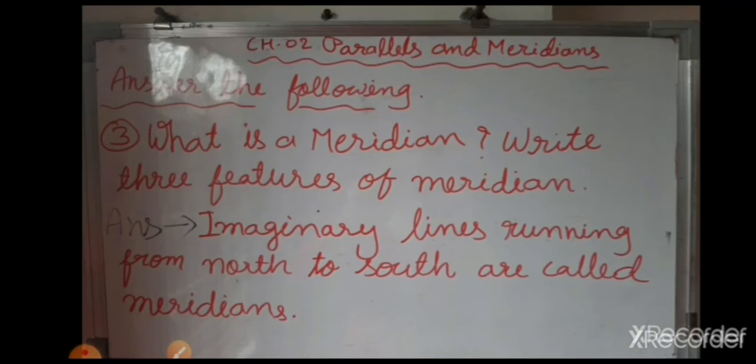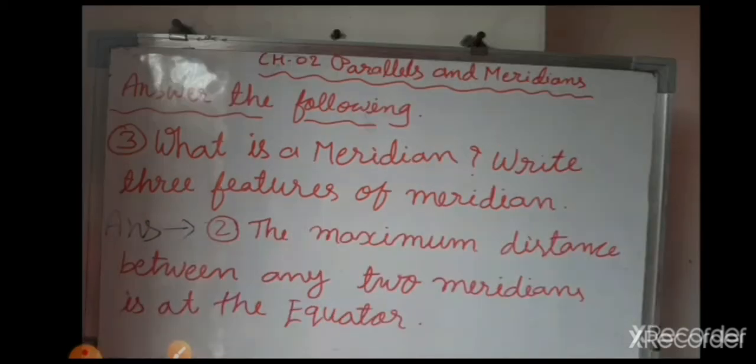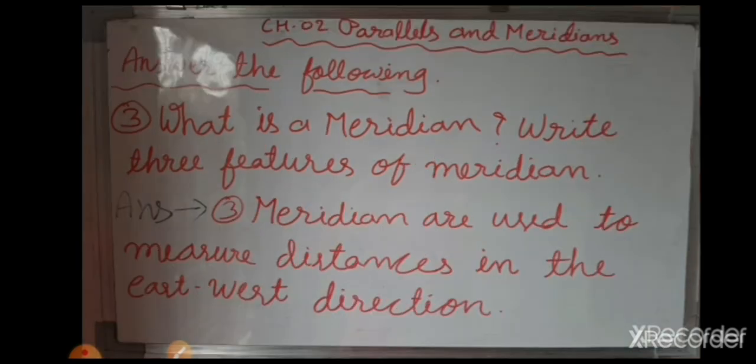Question 3. What is a meridian? Write 3 features of meridians. Answer: imaginary lines running from north to south are called meridians. The 3 features of meridians are: all meridians are of the same length. Second, the maximum distance between any 2 meridians is at the equator. Third, meridians are used to measure distances in the east-west direction.